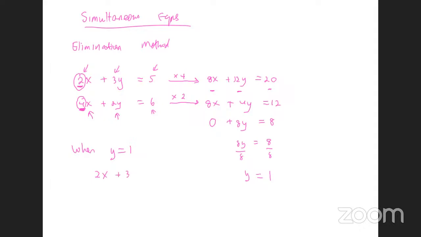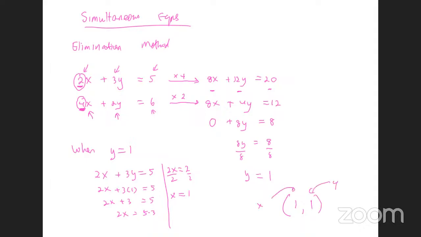Right, so I'm going to put y as 1. So I have 2x plus 3y is 5. I'll put y as 1, and I will get 2x plus 3 is 5. I'll get 2x is 5 minus 3. I'll get 2x is 2. Then I'll divide by 2, and I'll get x is 1. So my answer is x is 1, y is 1. Right? Put the x value first, and then put the y value. And that's it. That's the solution for this.